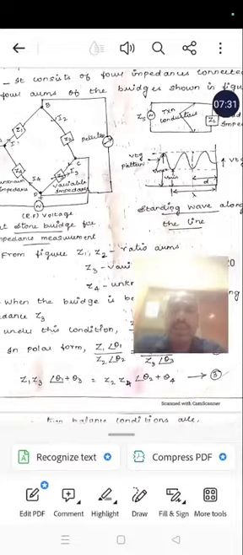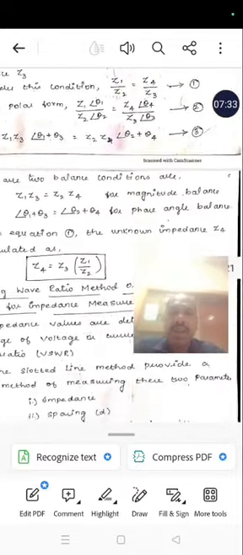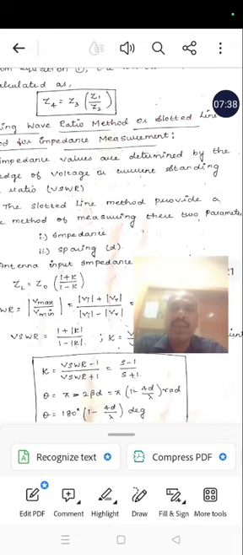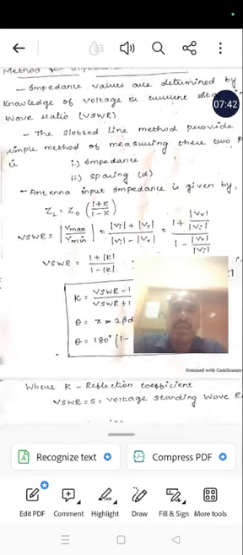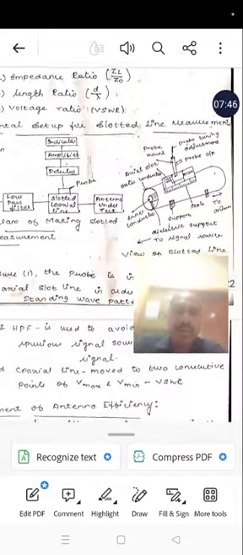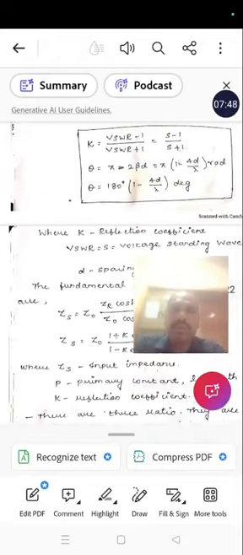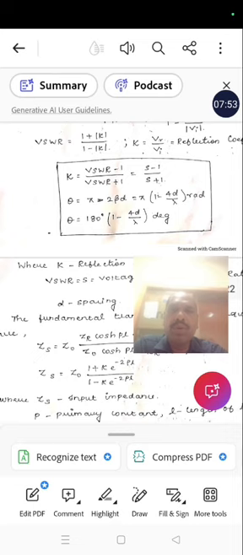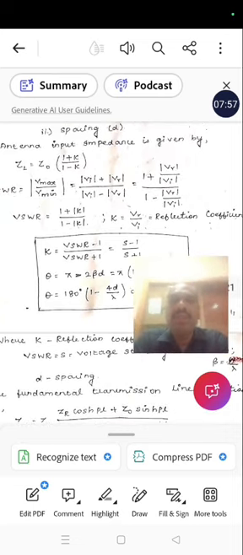Using this bridge method, you can calculate the impedance value Z4 equal to Z3 into Z1 divided by Z2. Then the voltage standing wave ratio, you can calculate by this method. VSWR is equal to 1 plus mod of K divided by 1 minus mod of K. This is the voltage standing wave ratio calculation. Okay, thank you.